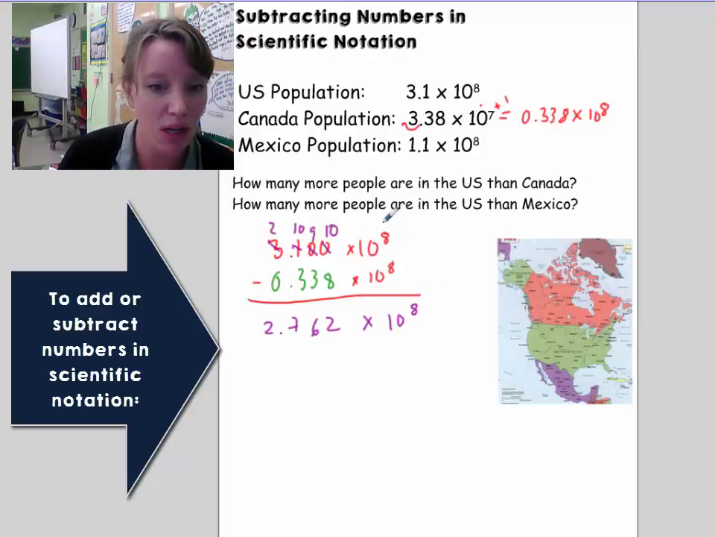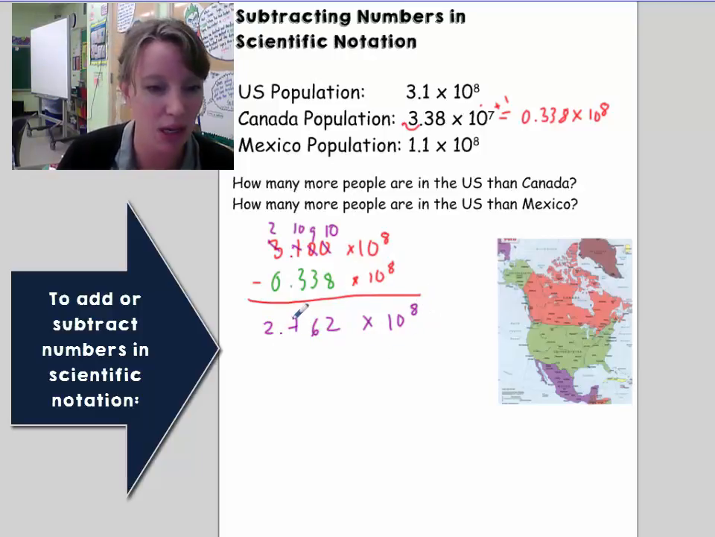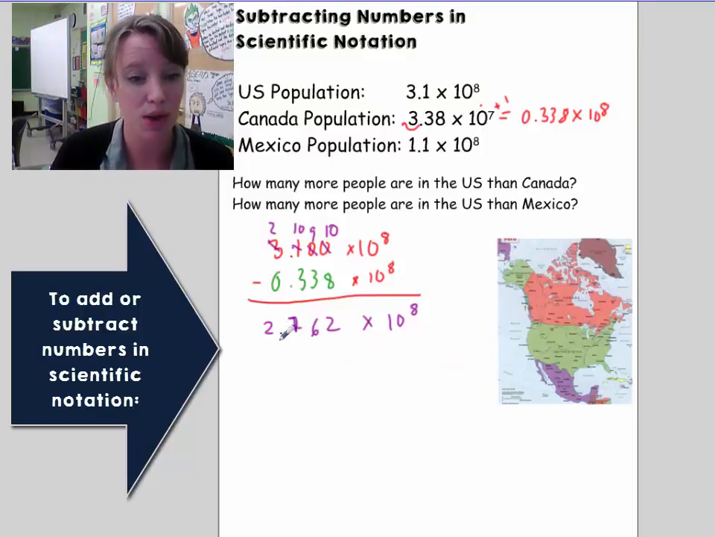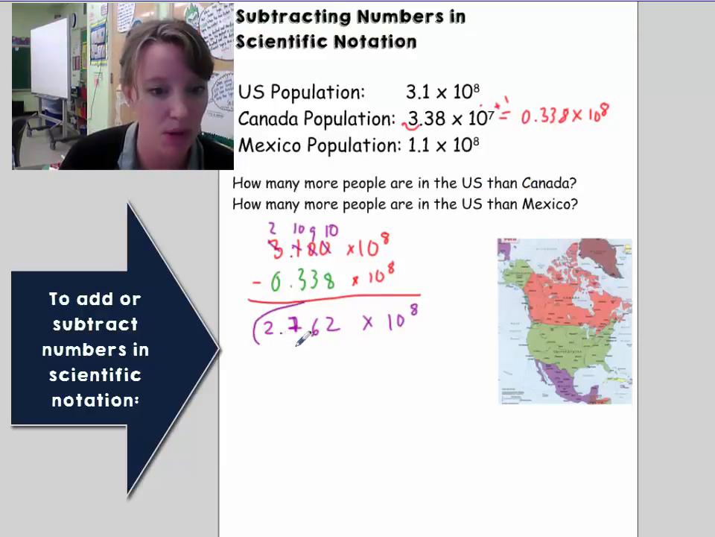Okay, so think of times 10 to the 8th as like your 10 millions, right? Or 100 millions, right? So you have this many 100 millions, and then you have this many 100 millions. So when you subtract them, you should have this many 100 millions, okay? So it's like combining like terms when you had it in 7th grade. So you have 2.762 times 10 to the 8th amount of people. That's the difference between the US and Canada's population, okay?